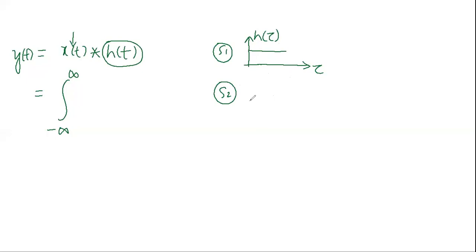The next step is to flip this signal. In order to flip the entire signal, all I've got to do is associate a negative sign with the tau. Just by doing this, the entire thing flips vertically.